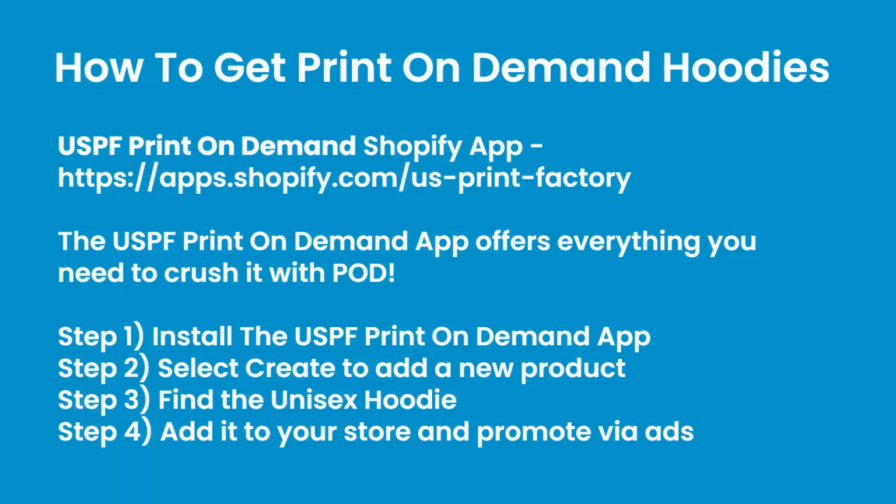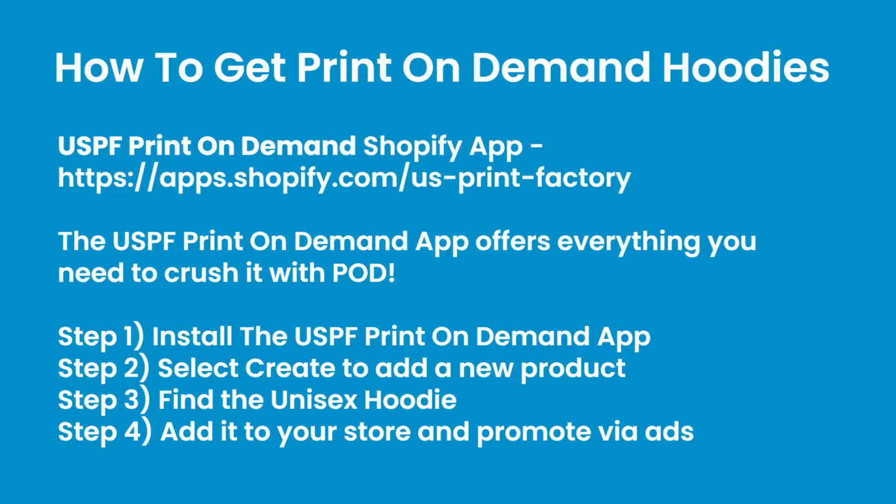So first things first, it's just a 4-step process. We need to install the USPF Print on Demand app. You see the link for it on the screen here. We're going to go over the shoulder at the end of this video, so you'll see exactly how that works. And it's going to really give you everything that you need, not just hoodies, but a full catalog of apparel. So step 1 is going to be install the app. You see the link on the screen and below this video.